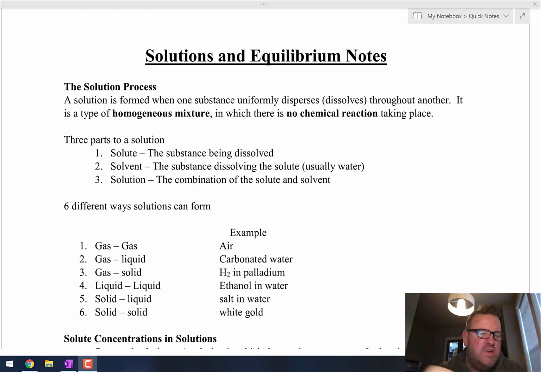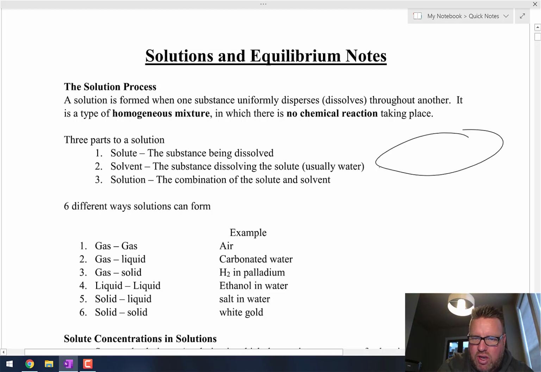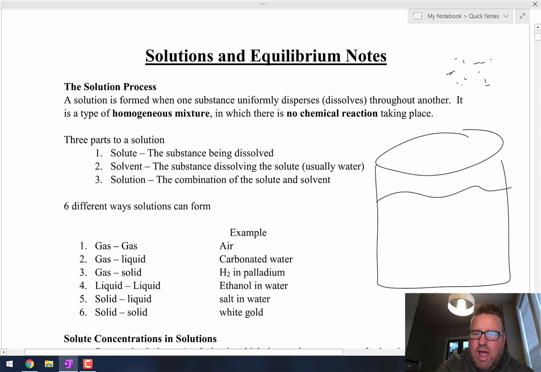Usually it's just, again, some sugar or some type of chemical that is dissolving or mixing around completely in that water or whatever you're mixing it up in. Now, when you form a solution, let's kind of draw a little picture here. You've got your water here, and then you take something, it could be even some Kool-Aid or something like that. You dump some Kool-Aid into here. There's three different parts to the solution.